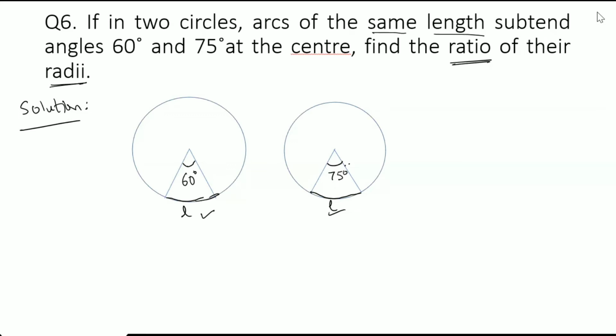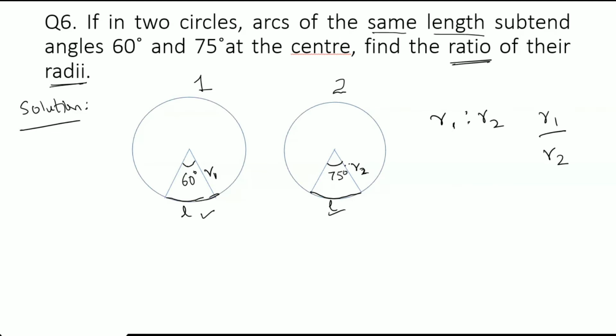Now the radius is not given, so let's say this is my R1 and this is my R2. Let's say this is circle number 1, this is circle number 2. Now we need to find the ratio of the radii. That means we are supposed to find R1 to R2, or I can say R1 by R2. This ratio we need to find out.